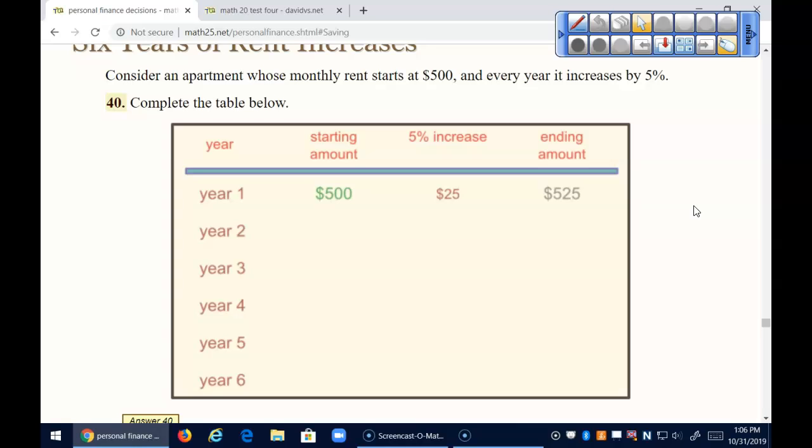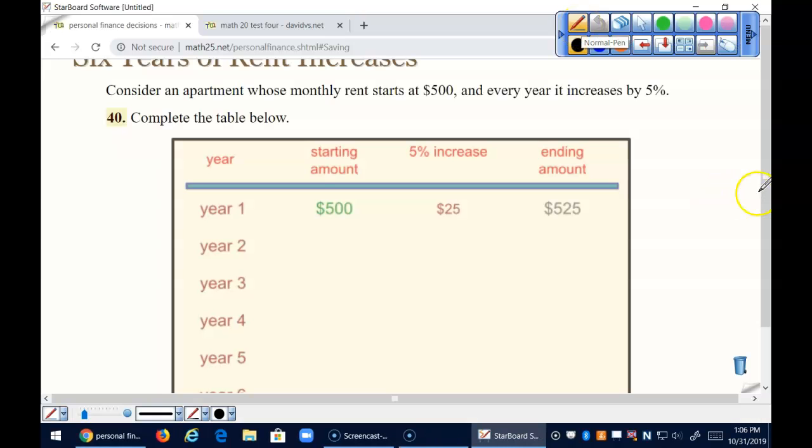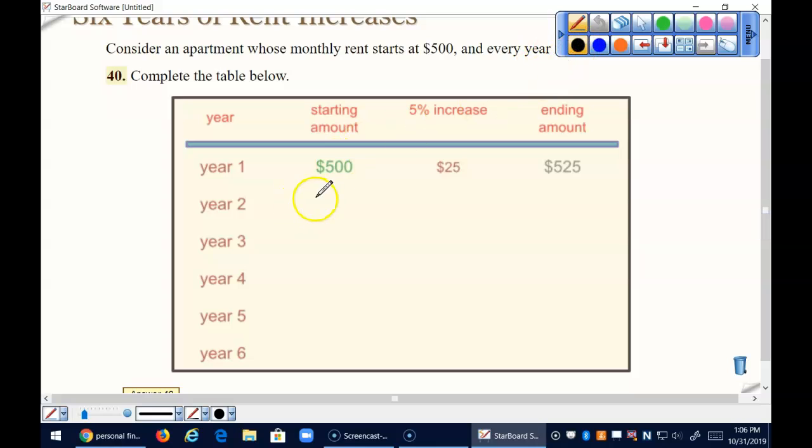So for the first year, what's 5% of 500? Of means multiply, remember, so 0.05 times 500, we got 25, we added on. What's going to be the starting amount for year 2? The same thing we just had, right? So that's what we have to start with now.